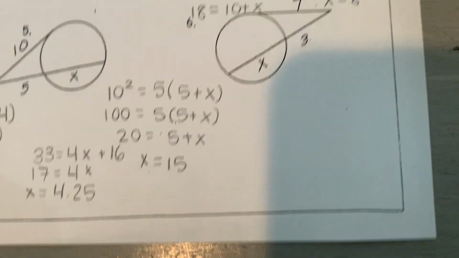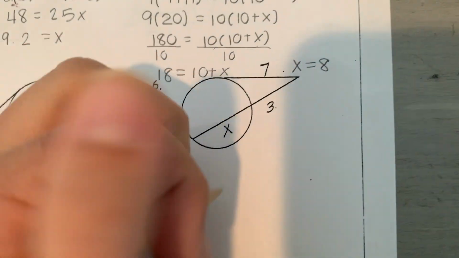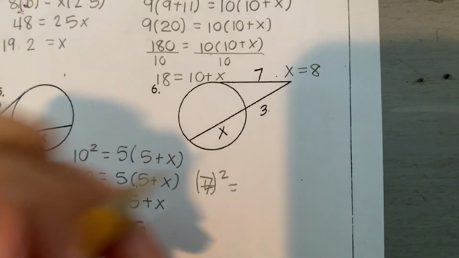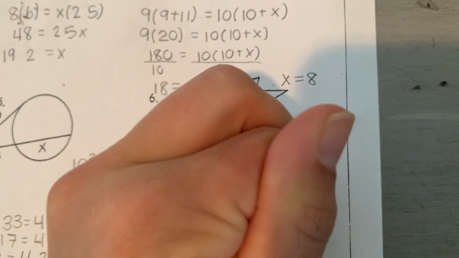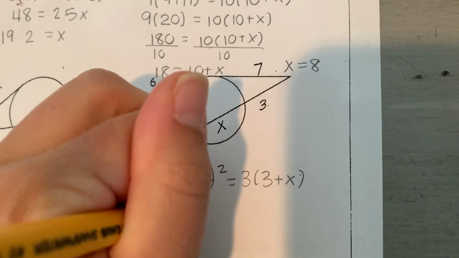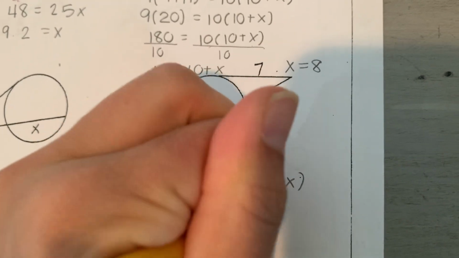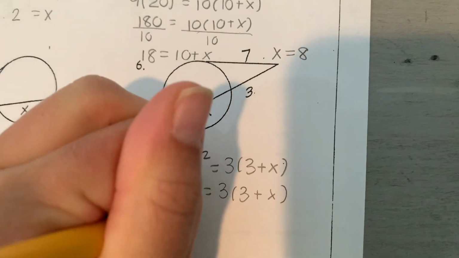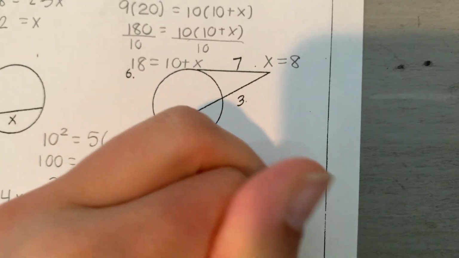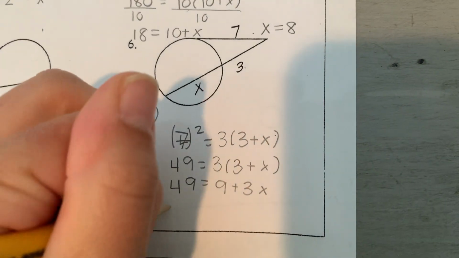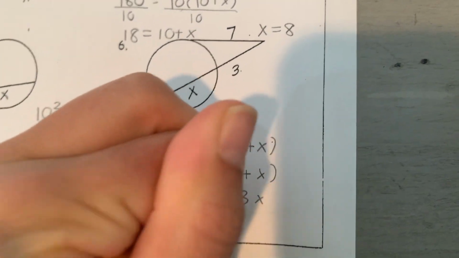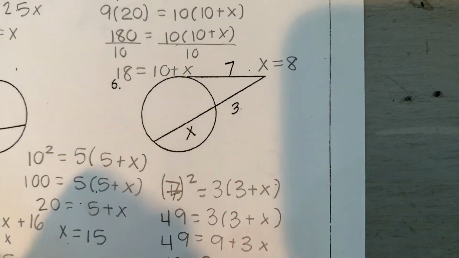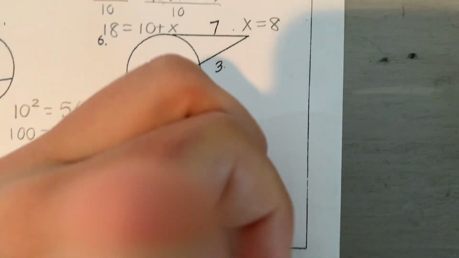Okay? Same thing for number 6. I know the tangent, or that 7 squared, is equal to the outside times the sum of the secant. I know 7 squared is 49. And you can either distribute or divide. In this case, just to show you both options, I'm going to distribute. So you're going to get 49 equals 9 plus 3x. If you subtract 9 from both sides, you get 40 equals 3x. To get x by itself, you're going to divide 40 by 3. And you'll get 13.3 repeating, which is the same as 13 1/3.